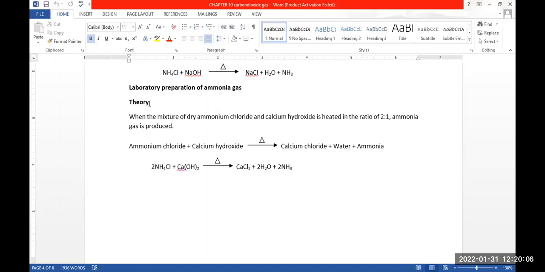Okay, in case of ammonia, when the mixture of dry ammonium chloride, NH4Cl, and calcium hydroxide, Ca(OH)2, in the ratio of 2:1, means 2 part of ammonium chloride and 1 part of calcium hydroxide, in the dry form, they mix together, and if they are heated, on heating, ammonia gas is produced. This is the principle. And the chemical reaction is NH4Cl, ammonium chloride, plus calcium hydroxide, Ca(OH)2, on heating gives CaCl2, calcium chloride, plus water plus ammonia gas. In this way, we can prepare ammonia gas in laboratory.